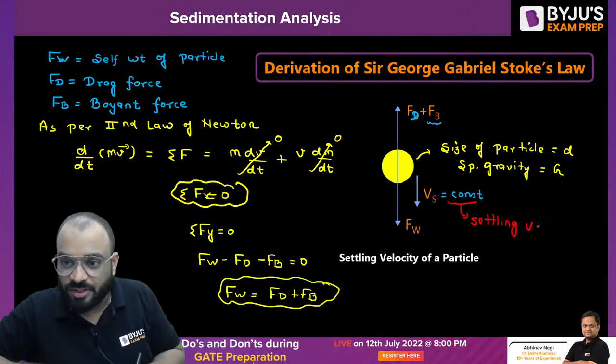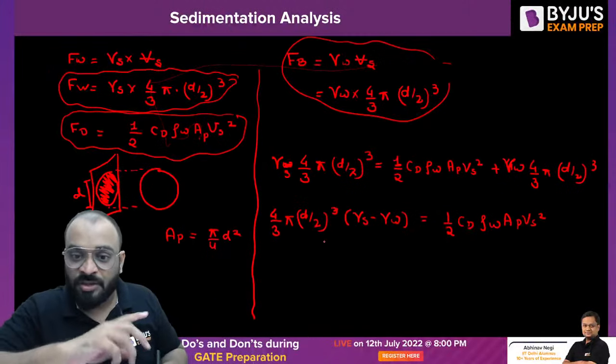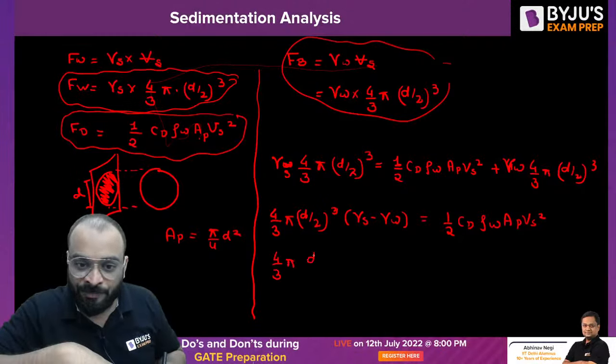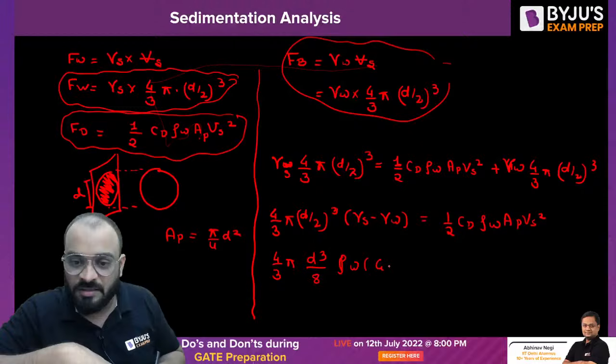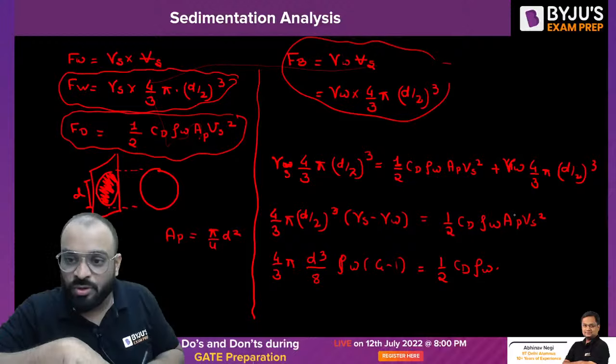Settling velocity. Clear? Okay sir. Now just check it out guys. Can I write this particular thing 4 by 3 pi d cube divided by 8, and we can take out the rho W as a common, and it will be (G minus 1), and it should be equal to half CD rho W.